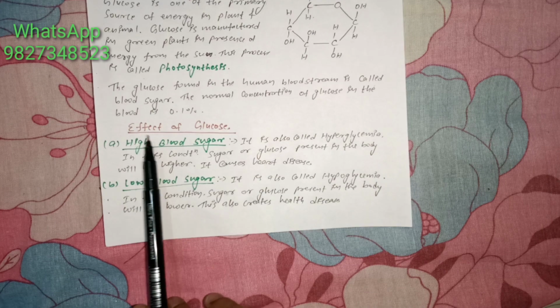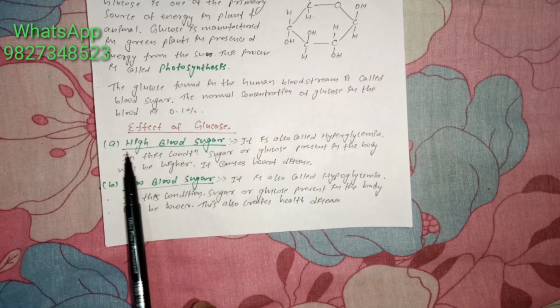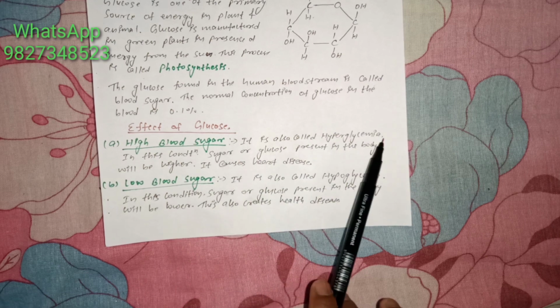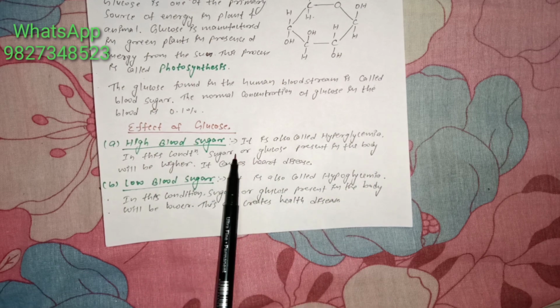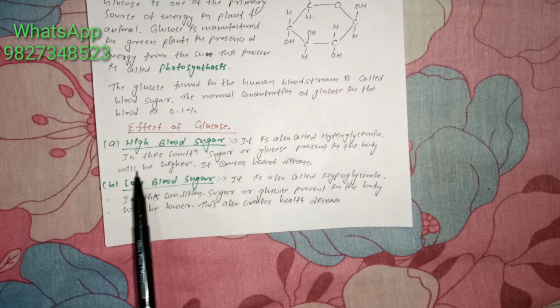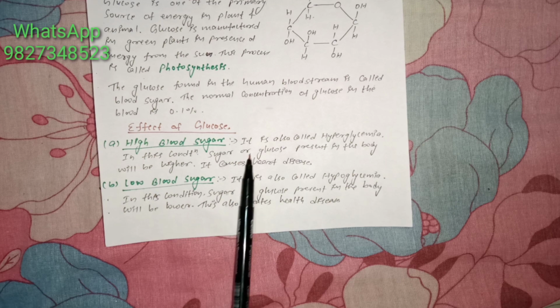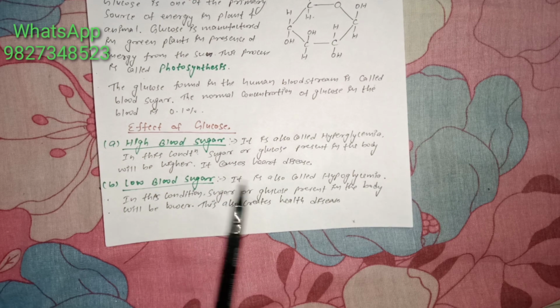Now let's see some of the effects of glucose, and the first effect is high blood sugar. It is also called hyperglycemia. In this condition, sugar or glucose present in the body will be higher, so it causes heart disease. This is very hazardous for our human body.